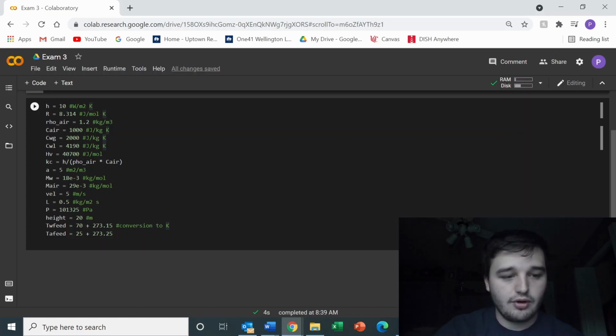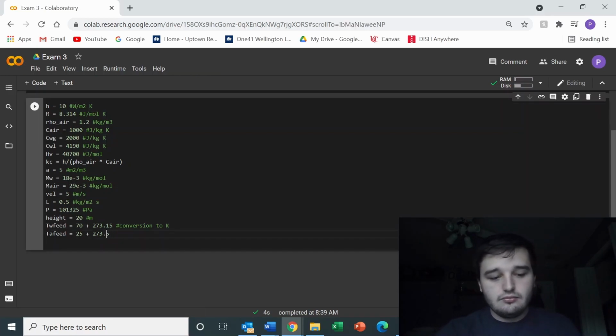Then we have our liquid feed rate, which is L, and that's going to be 0.5, in kilograms per meter squared second. So it's good to notice that this is on an area basis, so per area. And then we have the pressure, which is just atmospheric pressure, 101,325 pascals. And then the height of our cooling tower is going to be 20 meters. And then we are also converting the temperatures of the water and air feed from Celsius to Kelvin by adding 273.15 to both of the temperatures that were given to us in Celsius.